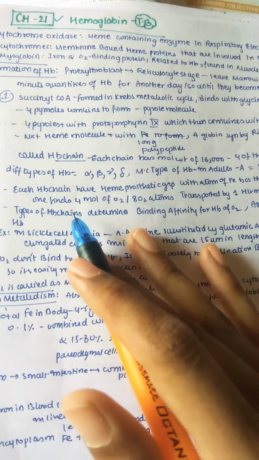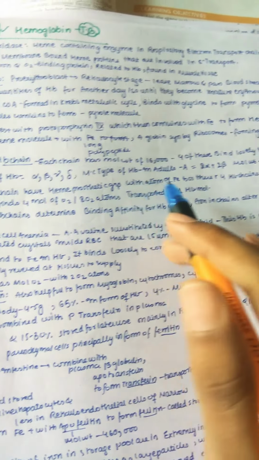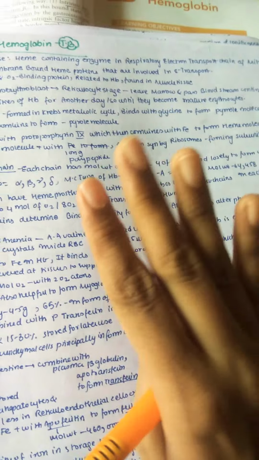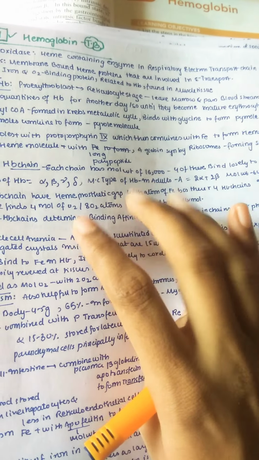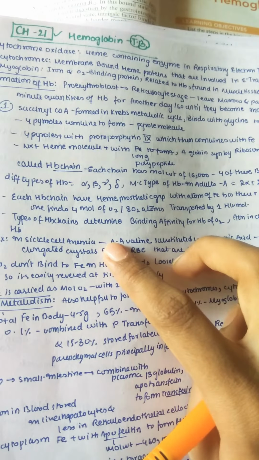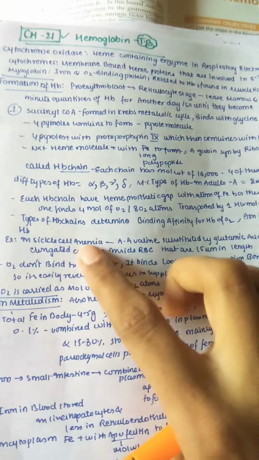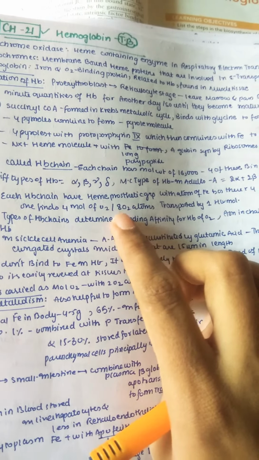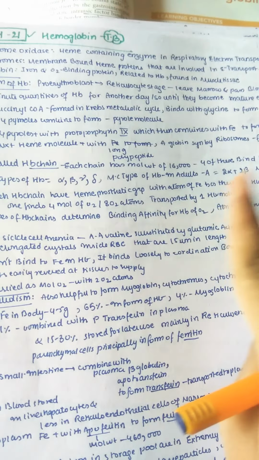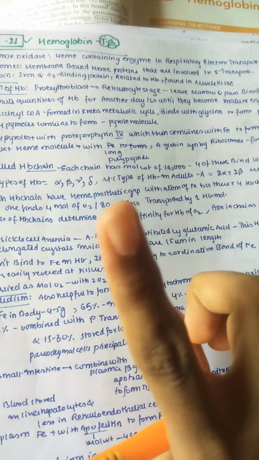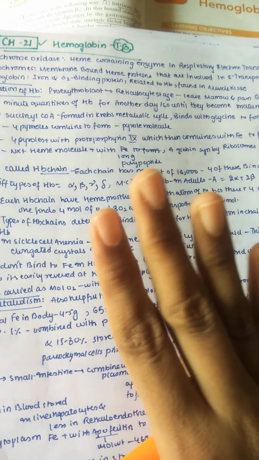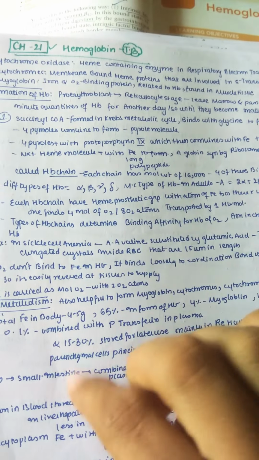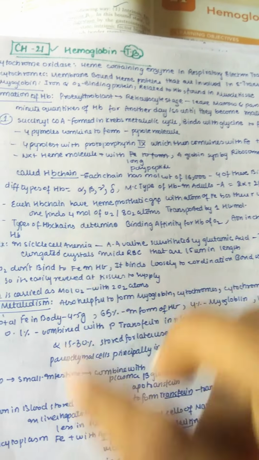Each hemoglobin chain has a heme prosthetic group with an atom of ferrum, and there are 4 hemoglobin chains, so each has its own atom of ferrum inside. So one hemoglobin molecule carries 4 molecules of oxygen, or, in terms of atoms, 8 oxygen atoms are carried by one hemoglobin molecule.